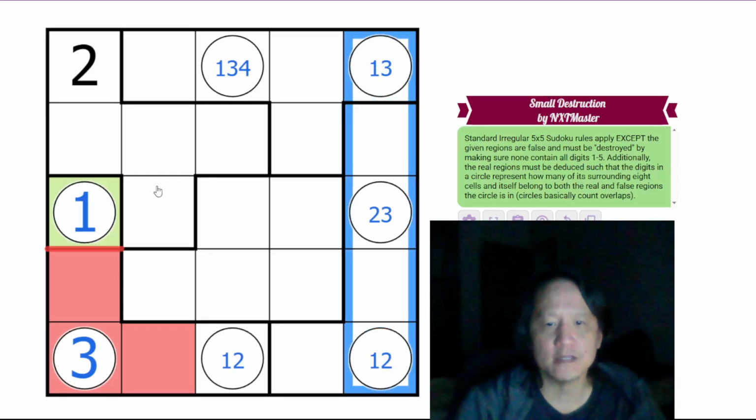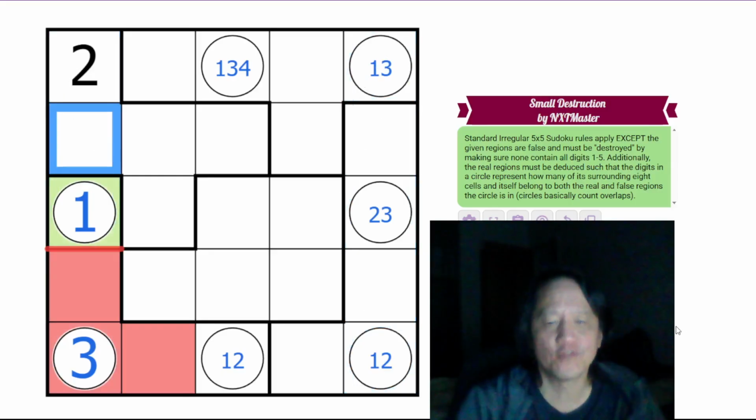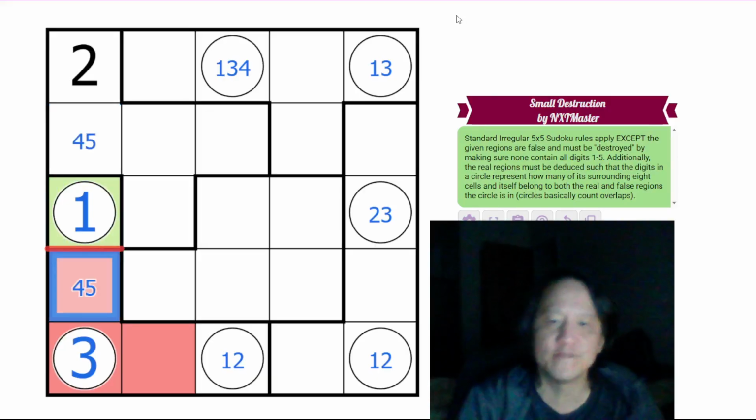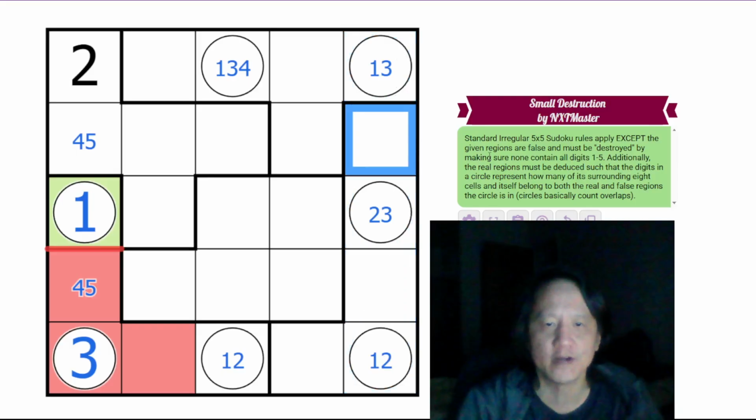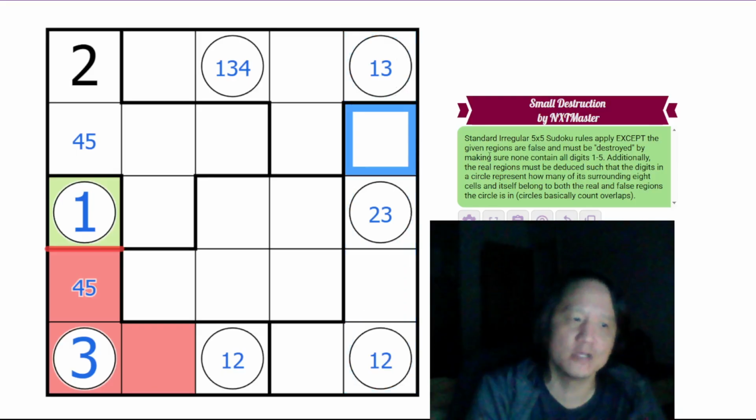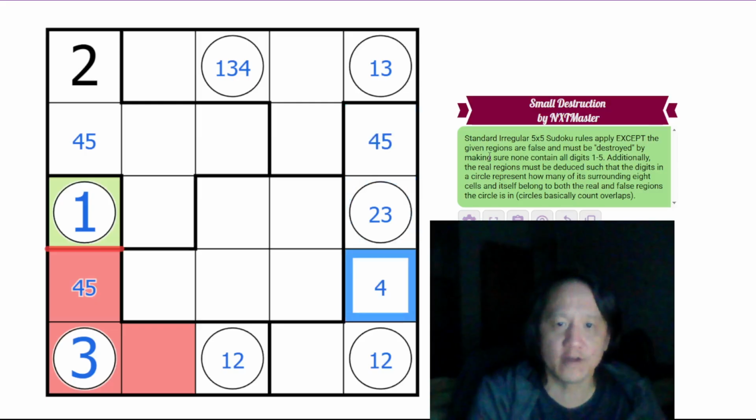Well, what does that leave? In column 1, we have a 4-5 pair. In column 5, we have a 4-5 pair because we have a 1, 2, 3 triplet in column 5. That eliminates 1, 2, and 3 from the rest of the column. So this is 4, 5, 4, 5.